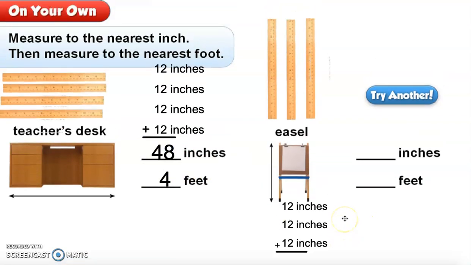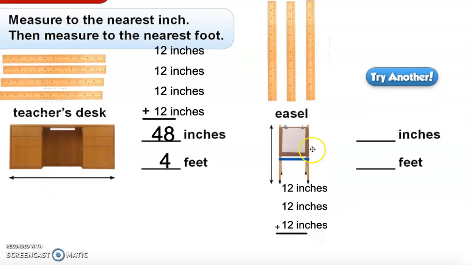Okay? Now I have an easel at my house that I like to use for a lot of painting and artwork and stuff like that. And so when I put one ruler on top of the other and measured the length of the easel from bottom to top, I used 3 12-inch rulers. So that means that my easel is 1, 2, 3 feet long.